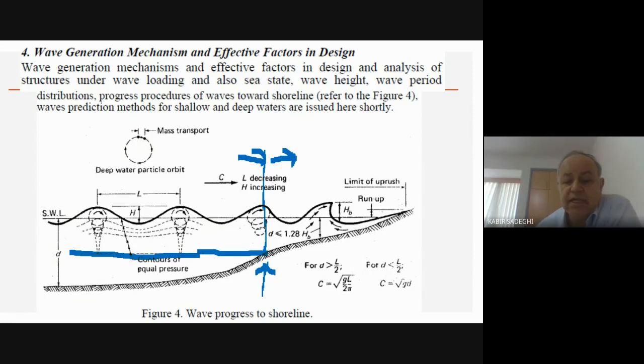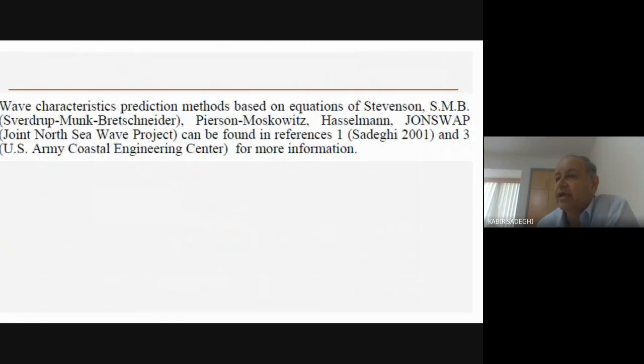Okay, let's see the next slide. In this slide, you will see wave characteristic prediction methods based on equations of different proposals. One of them, the oldest one, is Stevenson. That is very simple, and it was something important and used a lot. In the US Corps of Engineers, they developed a lot and gave very good figures, equations, etc. Based on that, it is called SMB. We can say Sverdrup, Munk, Bretschneider. Bretschneider is from the Netherlands. And the others, some of them are working with them. There are some PhD students. There are some colleagues, you know.